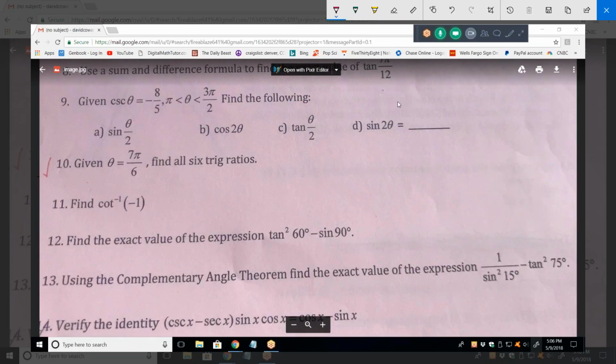All right. 10. I don't know why I checked 10 off. I haven't done it. That means that's what the check mark means? I haven't done it. I don't know why I checked it off.